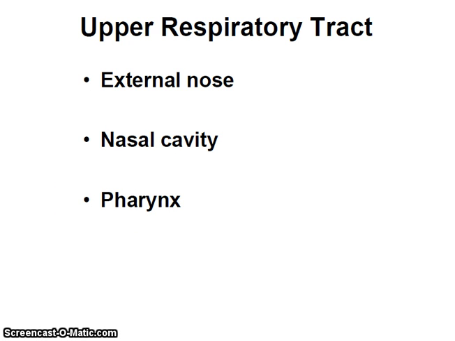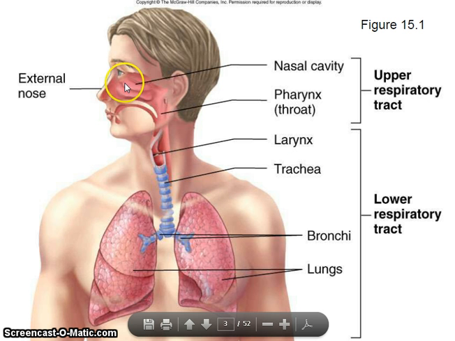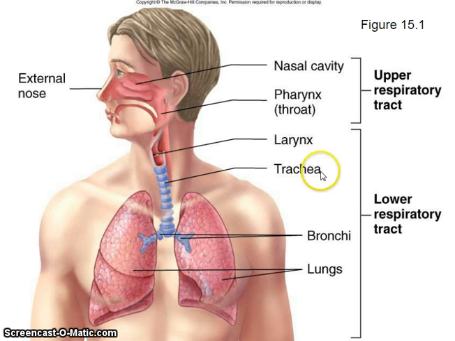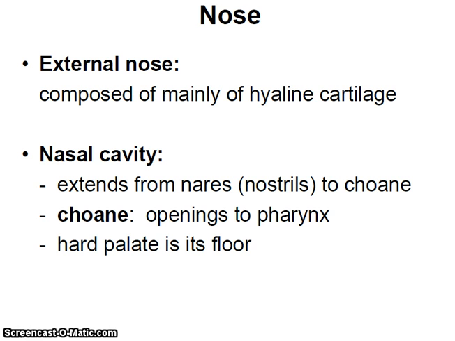Next slide. These are the components of the upper respiratory tract. Here is a diagram of the upper and lower respiratory tracts. Make sure you understand the basic structures of each component of the upper respiratory tract as well as the lower. Here are those components listed for you.